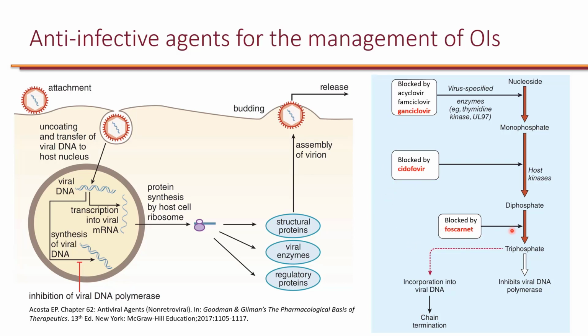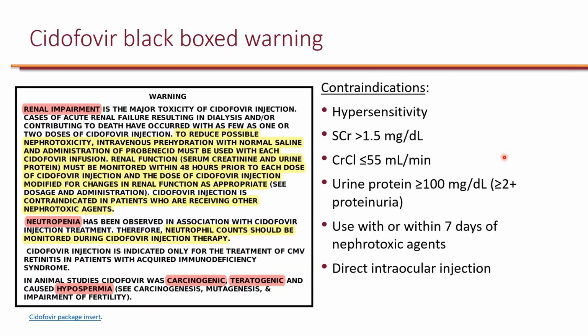So foscarnet can block the final step. So really foscarnet's use is for those resistant strains of CMV where ganciclovir and Cidofovir are no longer viable. Here are the black box warnings for Cidofovir. So of course, renal impairment, and there are recommendations from the FDA to reduce the possibility of nephrotoxicity.